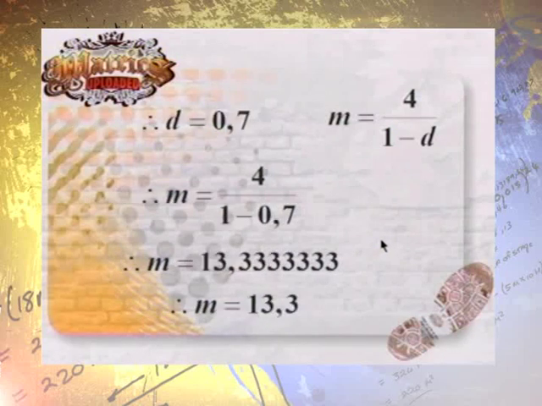But if you had rounded d off to 0.7 and put it in, notice what happens: you end up getting 1 minus 0.7, which gives 13.3, which is way off. So the moral of the story, guys, is work to maximum accuracy.